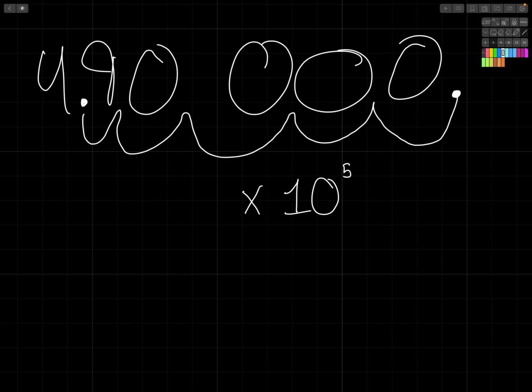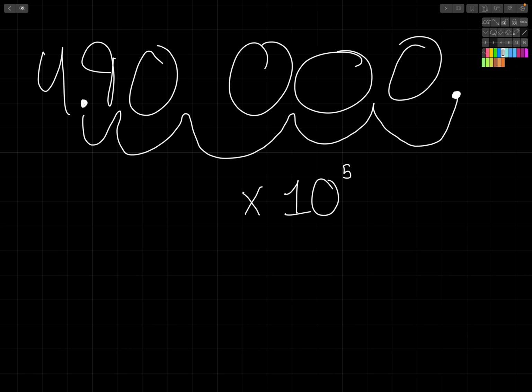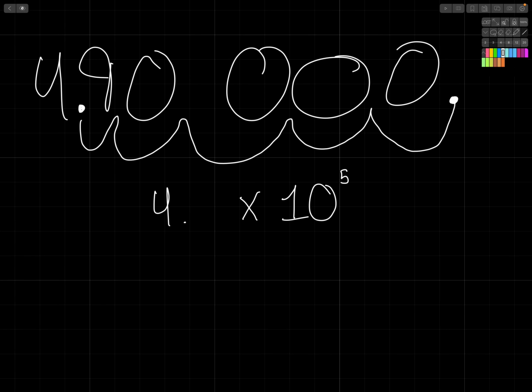And to check if the exponent will be negative or positive, we see that it's going from here all the way to the left. So when it's going left, it means that it's positive. Then you just look at the number you created, 4.9. And boom, you've created your scientific notation for this number.